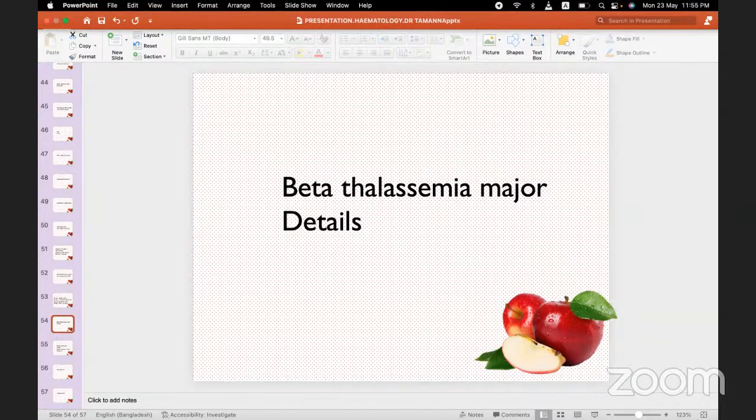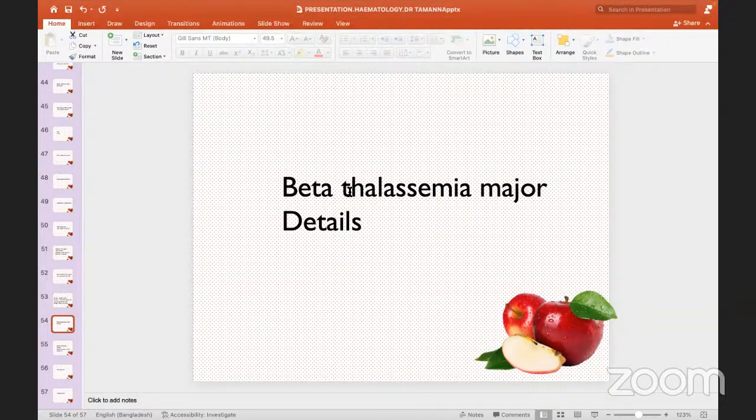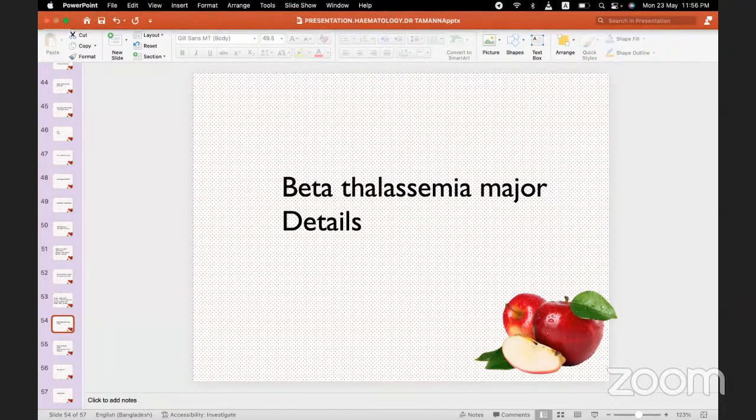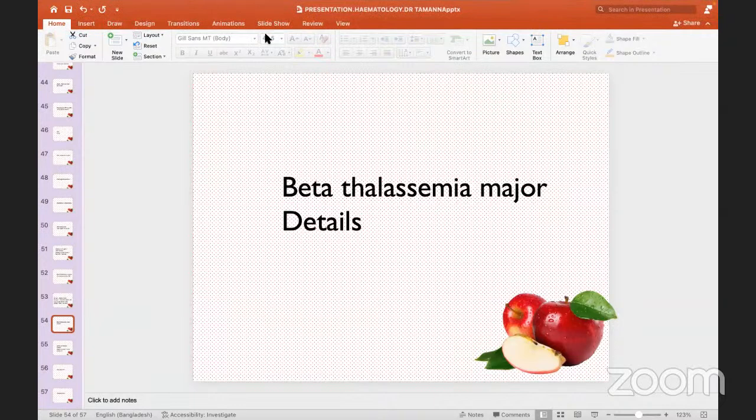Now, beta thalassemia major details. I must say, you cannot escape signs and symptoms, investigation, physical examination, and management, treatment. So tell me, here is the liver big or the spleen big in beta thalassemia major? Spleen? Liver is big. Here, the liver is bigger than the spleen. The spleen will also be enlarged, but the liver is mainly enlarged.